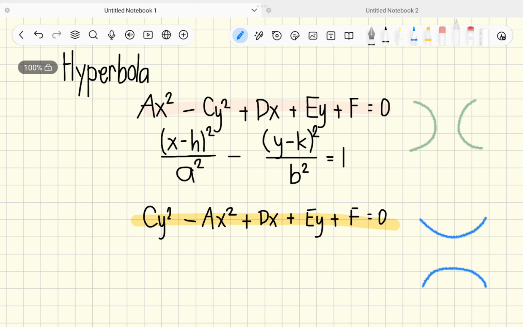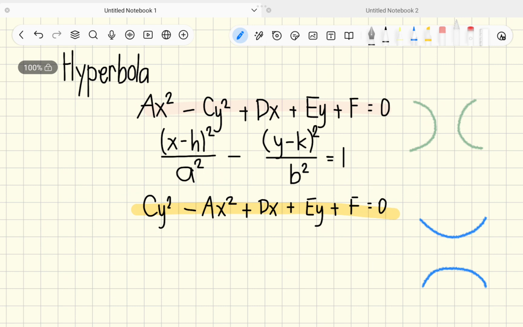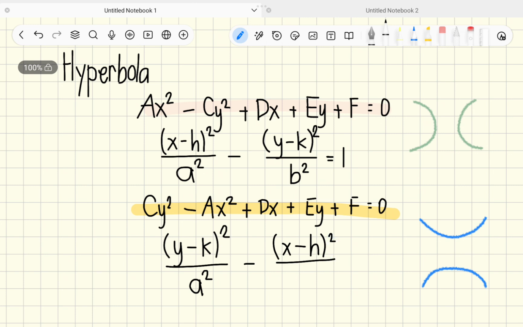How about for the other one? For the equation below, the standard equation will look like this. We have (y minus k) squared all over a squared minus (x minus h) quantity squared all over b squared equals 1.